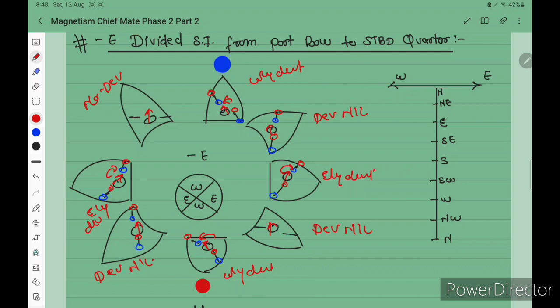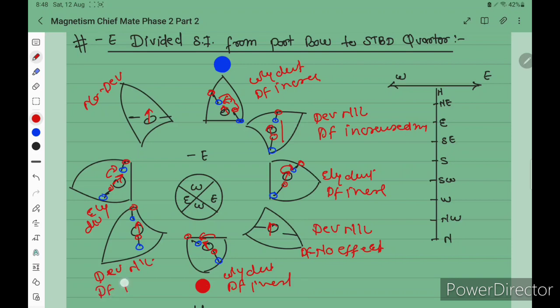Okay, now DF. The closest one is in line, so DF increased. Here exactly in line, so DF increased maximum. Here DF increased. Here DF no effect. DF increased. DF increased maximum. DF increased. DF no effect. So how is the graph?